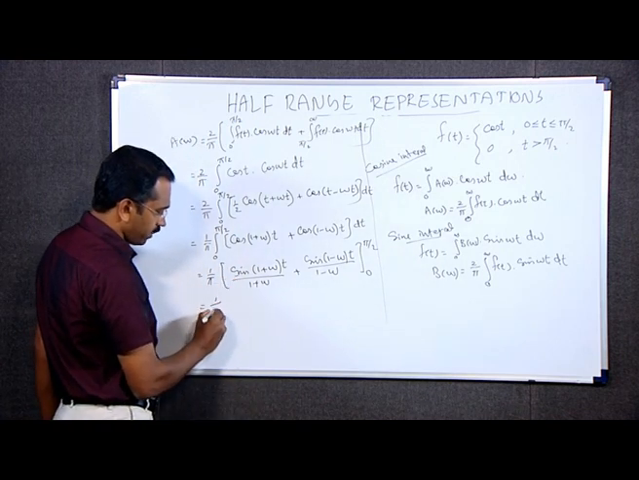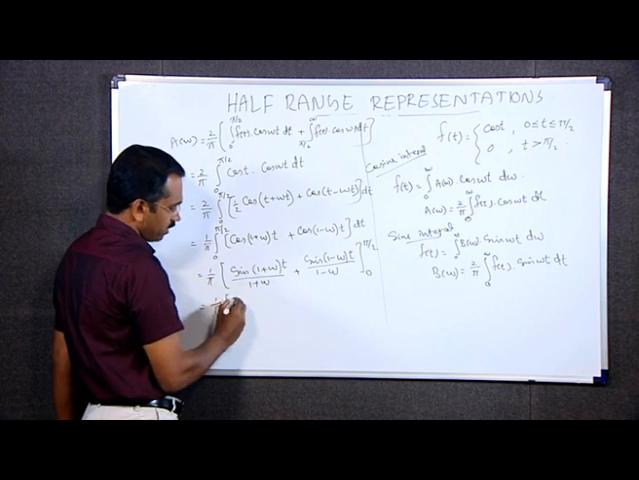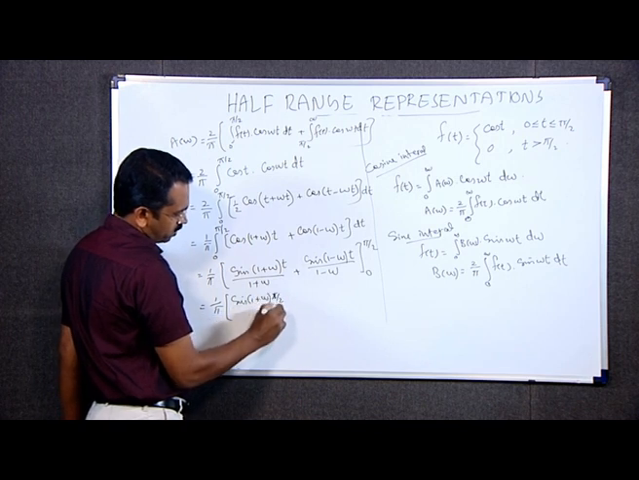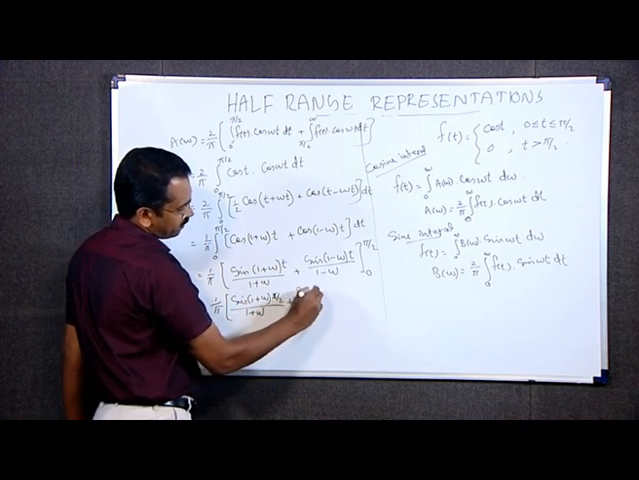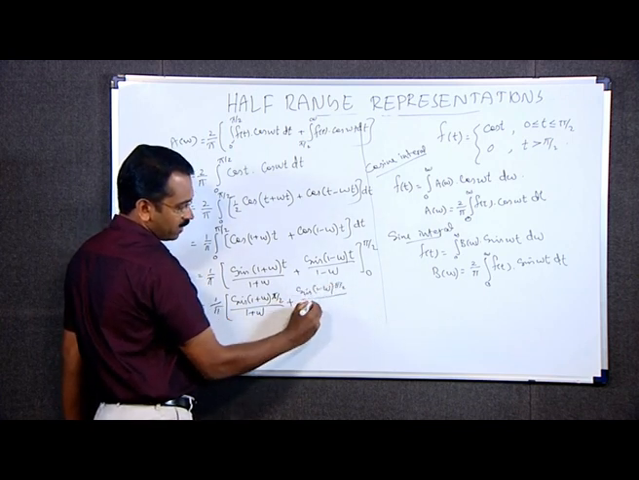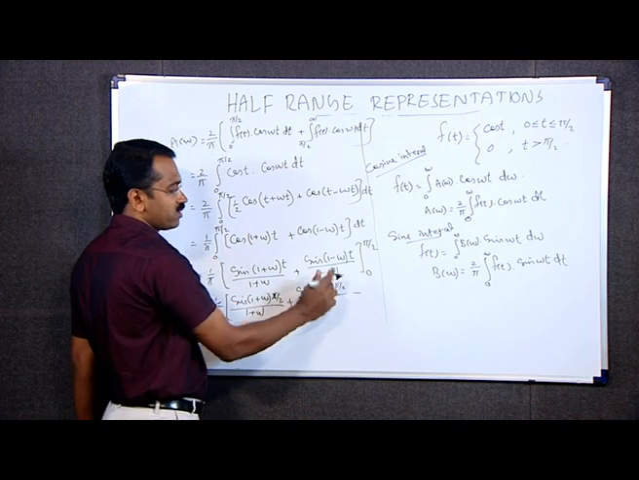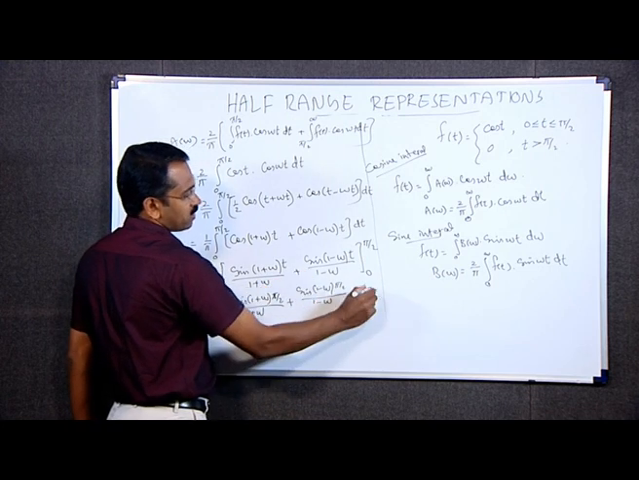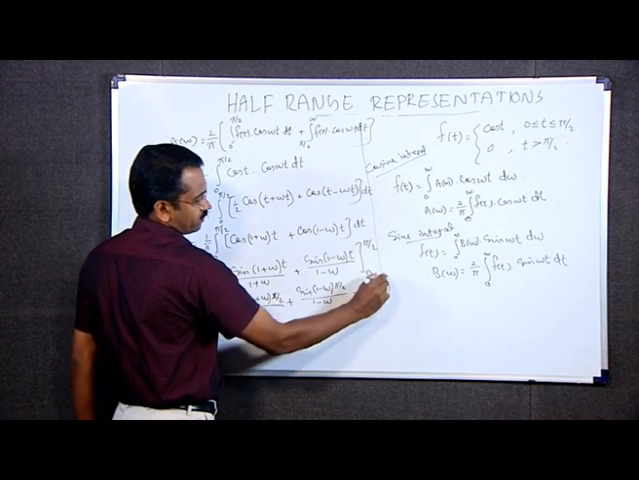This is equal to 1 by pi into, when we apply the upper limit we get sine (1 plus omega) pi by 2 divided by 1 plus omega, plus sine (1 minus omega) pi by 2 divided by 1 minus omega, minus, when we apply the lower limits, we get sine 0 by 1 plus omega, that is 0, and the second term will also become 0, because sine 0 is 0.